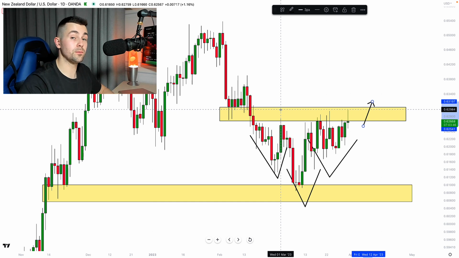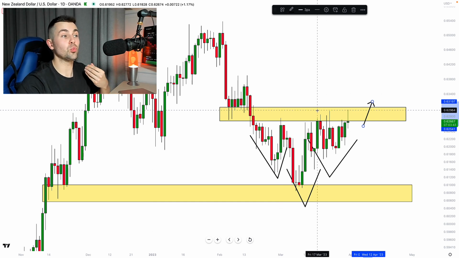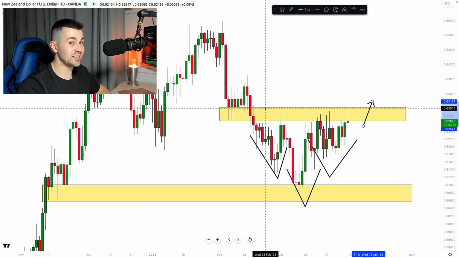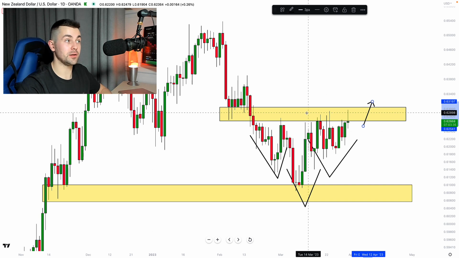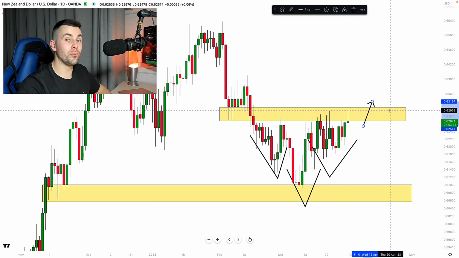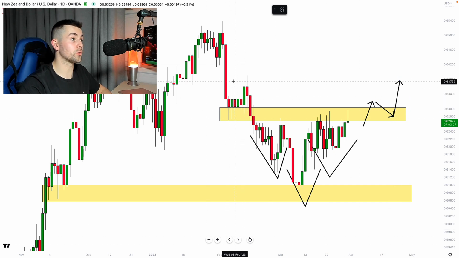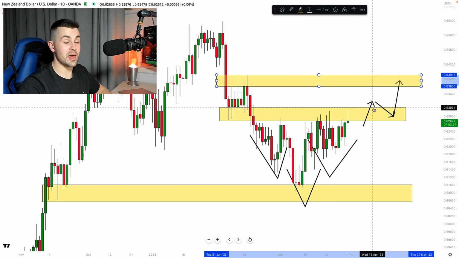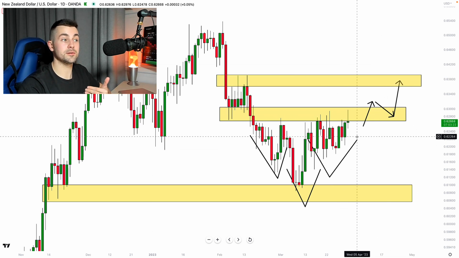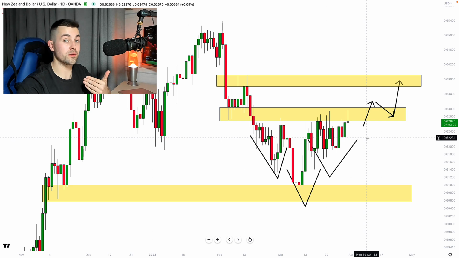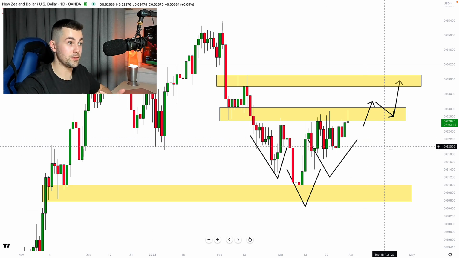So those who want to buy New Zealand dollar pair should strictly wait for a bullish breakout of the neckline right here. If the daily candle closes above the neckline, the bullish reversal will be confirmed, and then a bullish continuation will be expected. The next goal for buyers will be that resistance. So that is the scenario for those who want to buy the pair.